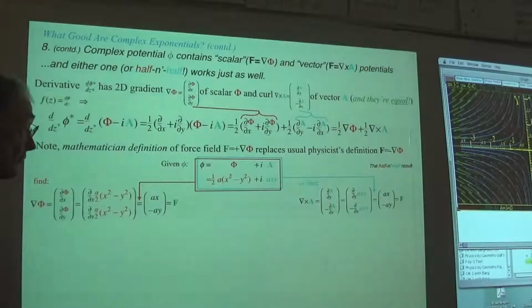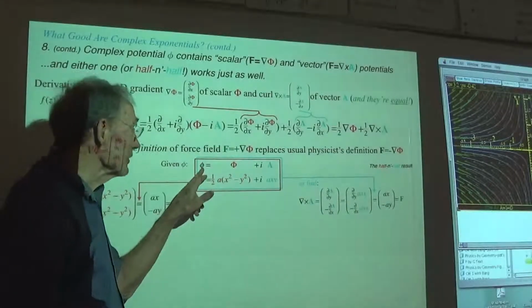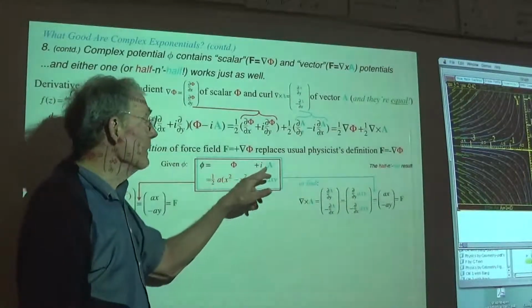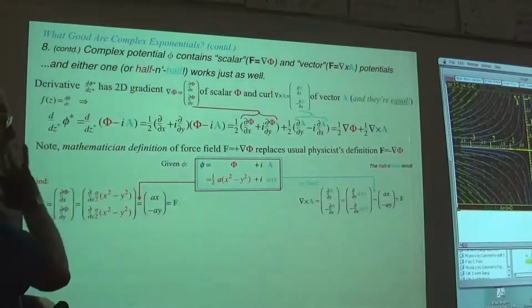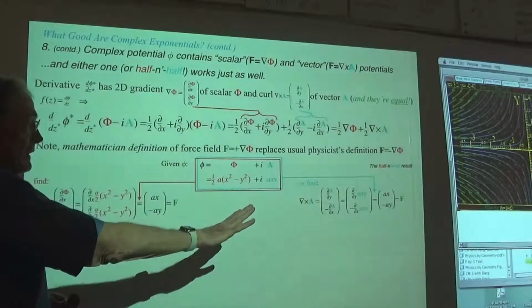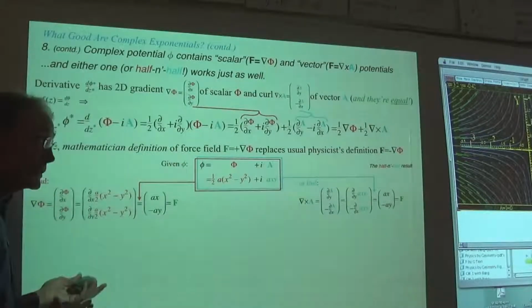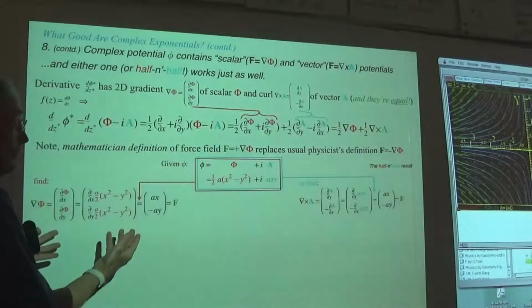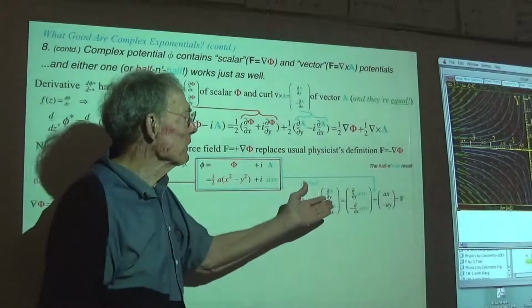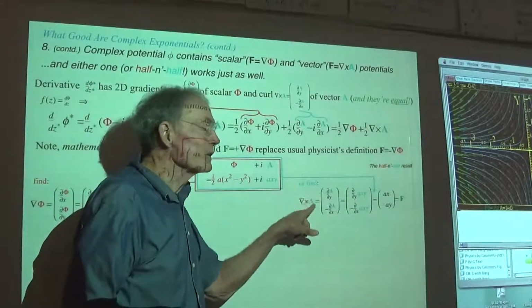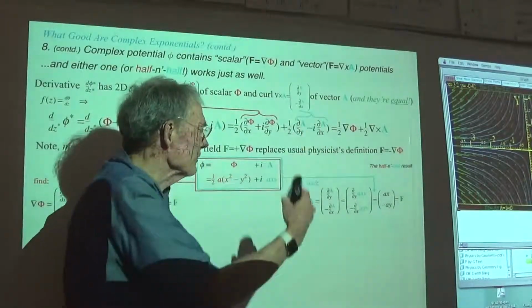Okay, so here's the deal. There's a complex potential. It's got a real and imaginary part. You could either take the gradient of this and go home and forget about the vector, or if you're a hydrodynamicist, you can say the heck with it, I don't use gradients anywhere I know of. I'm working with fluids. I need to work with the vector potential, the streaming potential.